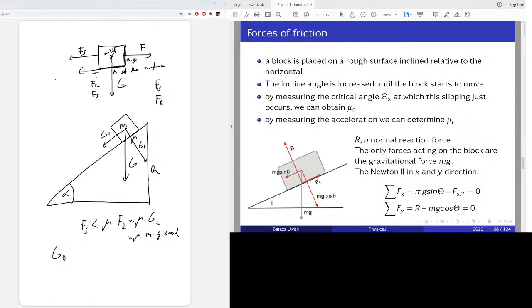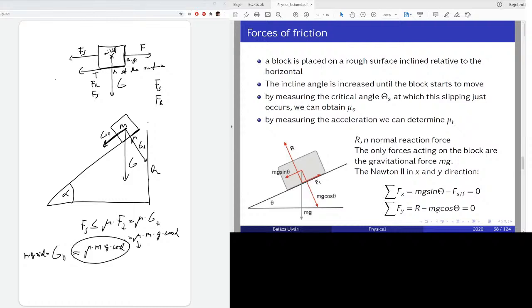and want to check whether it moves, I have to compare the g parallel with mu times m times g times cosine alpha. G parallel equals m times g times sine alpha. So if the static friction is enough to compensate the g parallel, the box won't move. If the static friction, because of the small mu, can't be large enough and is smaller, it will move.